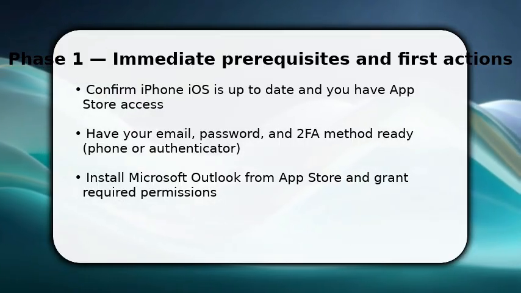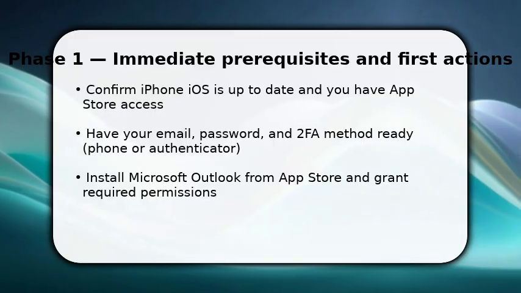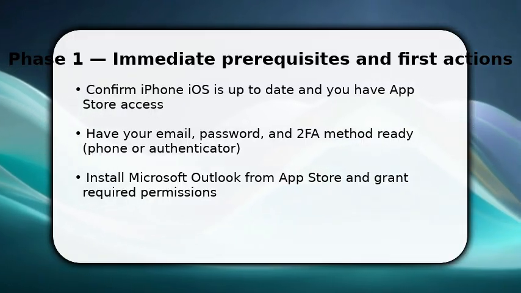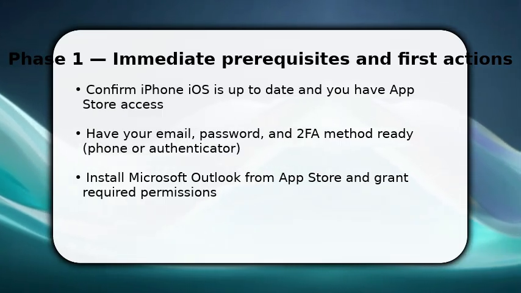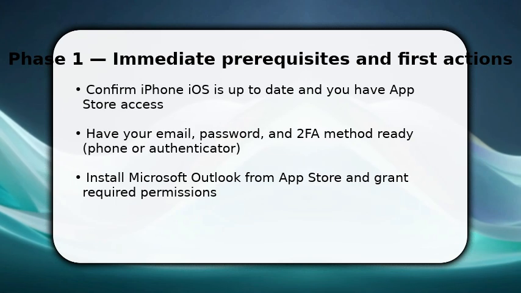Next, tap Add Account and enter your email address. You'll be prompted for password and two-factor authentication. Make sure your 2FA device is nearby. This step starts the secure connection between your account and the app.